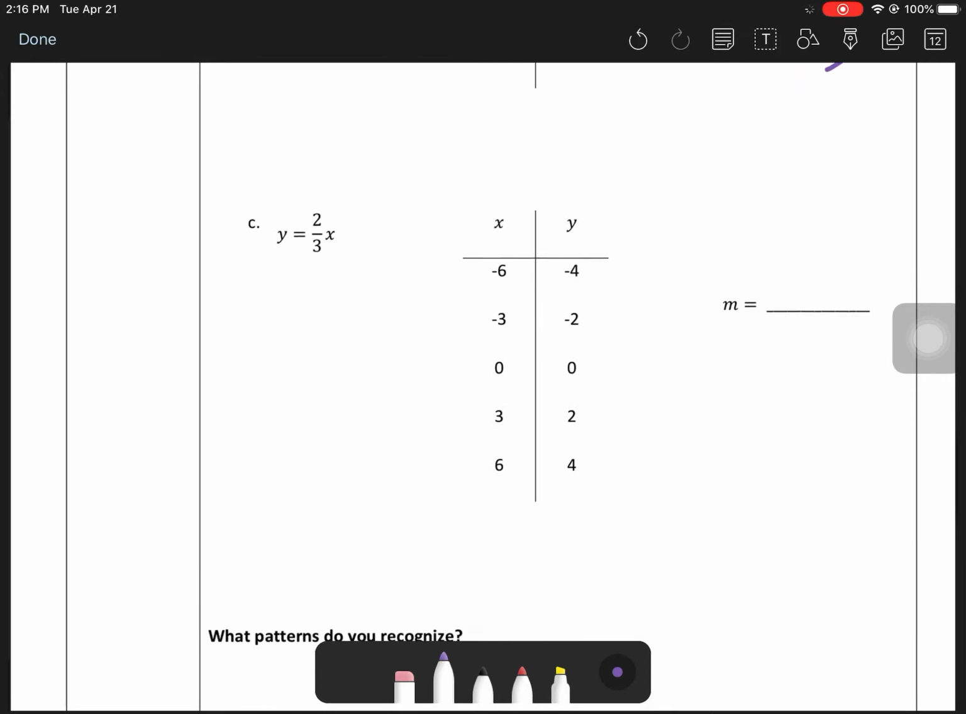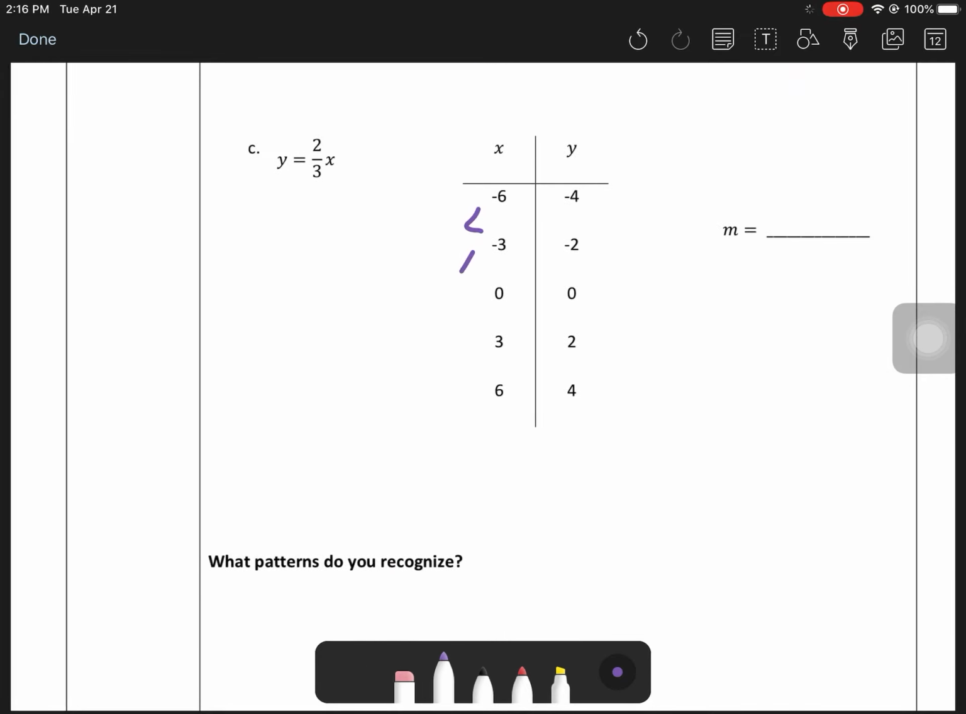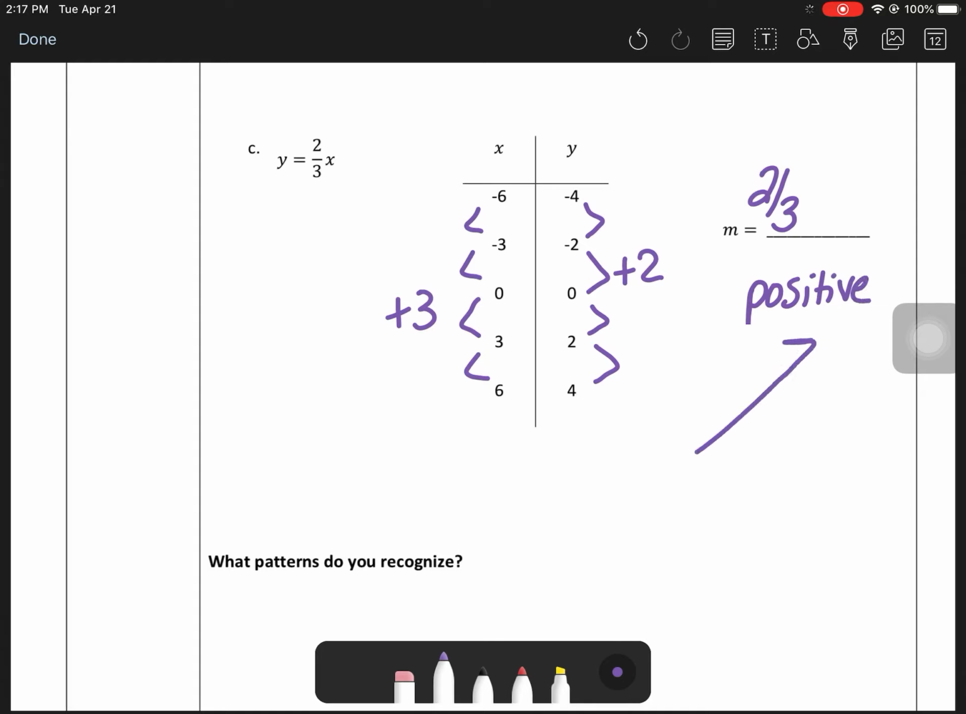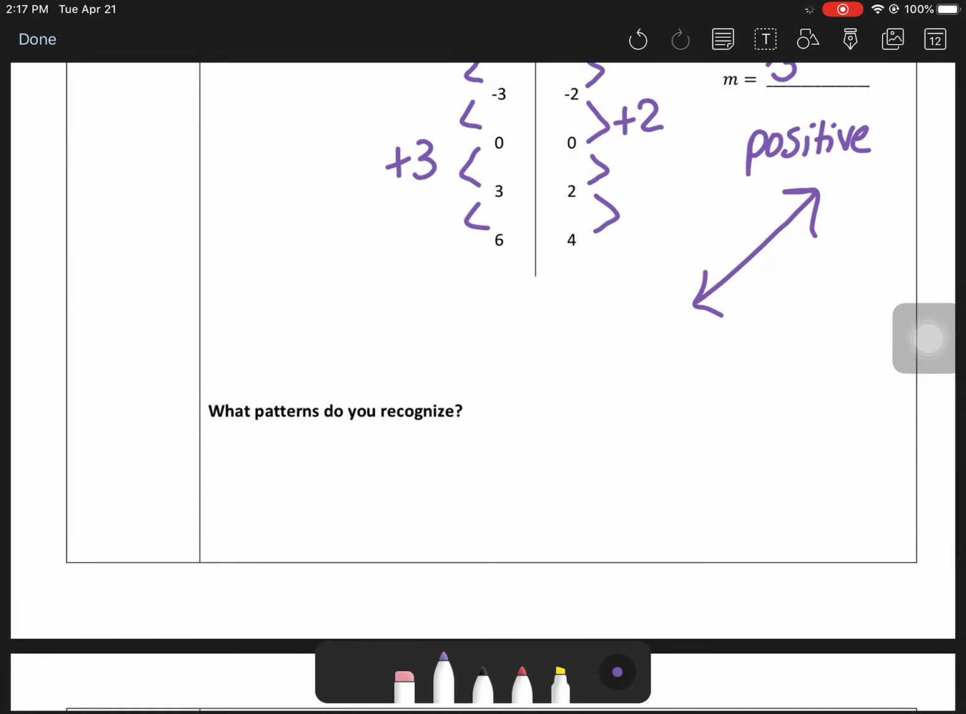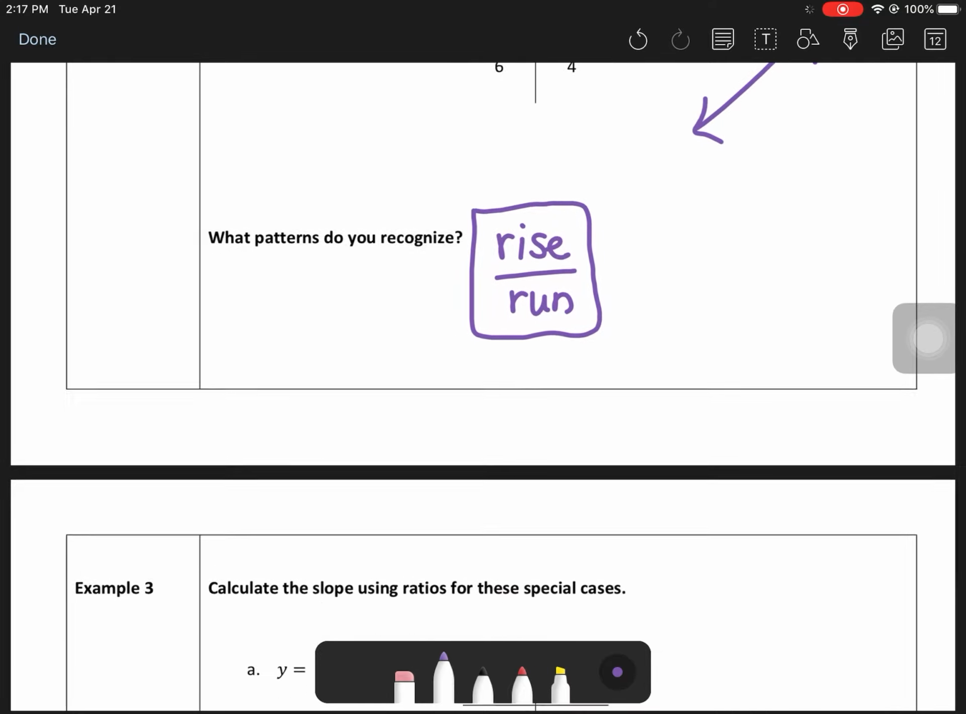In the next one, we take a look, and what's happening is that we are adding 3 each time on our x values, and we're adding 2 each time on our y values. So our slope, rise over run, is 2/3, which is positive, and that means our line is going to go up to the right. So what patterns do we recognize? We recognize our rise over run, that is our pattern to find our slope.